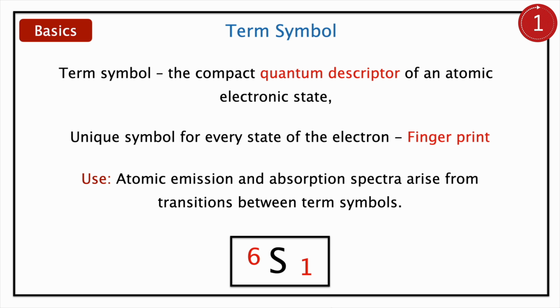First, let us see what a term symbol is. It is a compact notation, basically for an electronic state. It is like a fingerprint for a human. It has a unique symbol, basically used in atomic emission and fundamentally in spectroscopy. So it is very important in terms of identification.